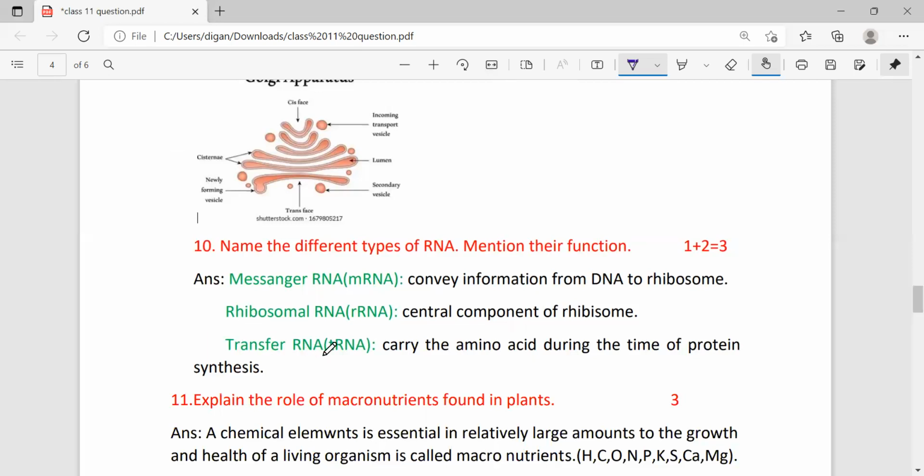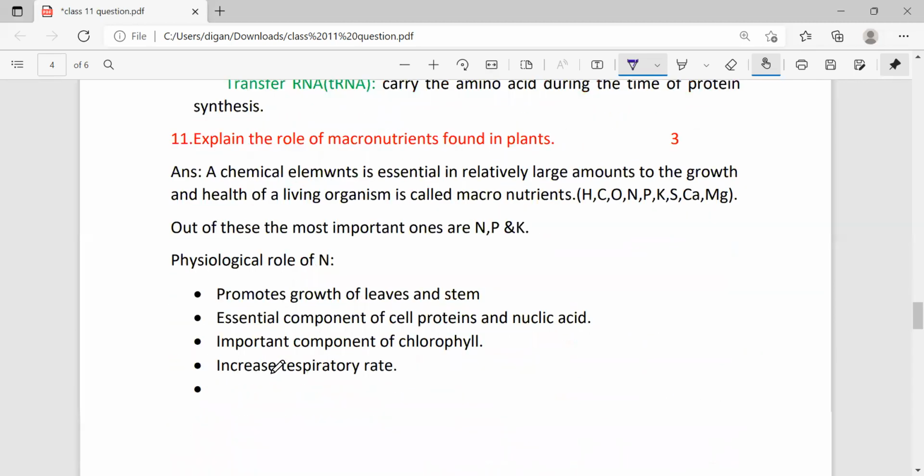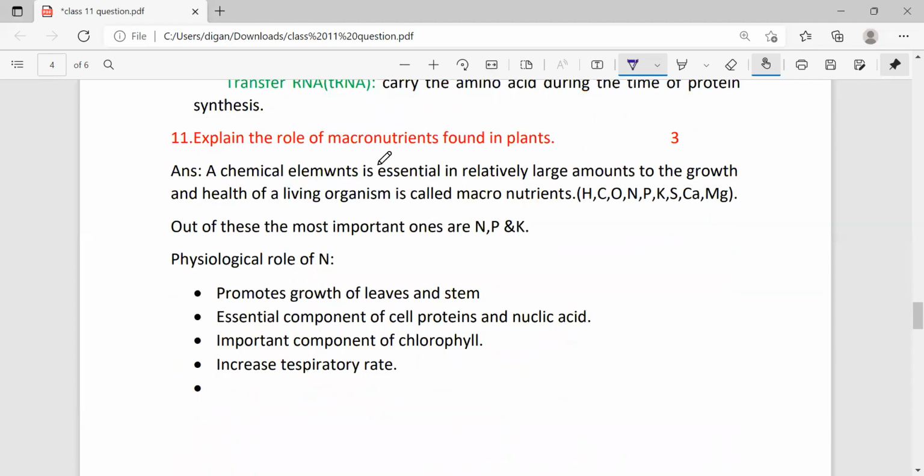The third type is called transfer RNA or tRNA, T for transfer. This carries the amino acid during protein synthesis. About protein synthesis, you are going to study in class 12. Now come to the next question, question number 11: explain the role of micronutrients found in plants.